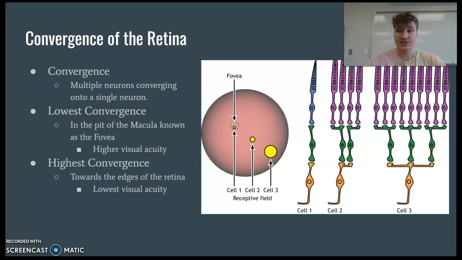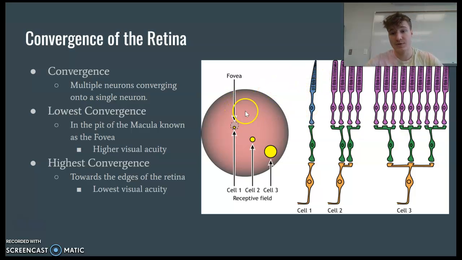So moving on to the next slide, convergence of the retina. The areas of lowest convergence have a 1:1:1 ratio. So 1 cone, 1 bipolar cell, 1 glial cell, or ganglion cell, my apologies. This is found in the fovea and the macula. As we said, the area of highest visual acuity is going to have the lowest convergence.